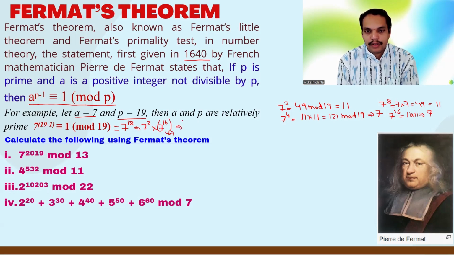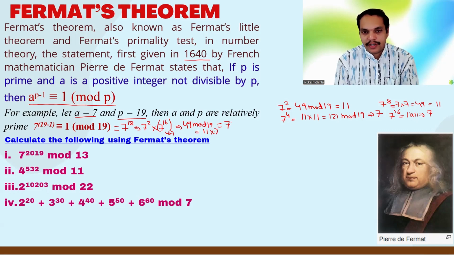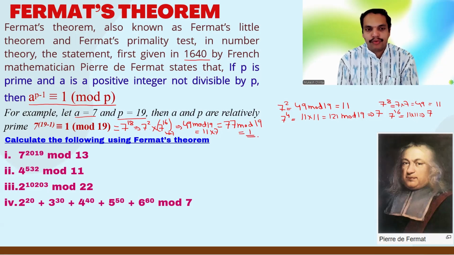So what I will get is 7 square is 49. 49 mod 19 is 11. So 11 into 7 gives me 77. So what is 77 mod 19? 19 4s are 76, which leaves 1. So in this way I can prove Fermat's theorem.